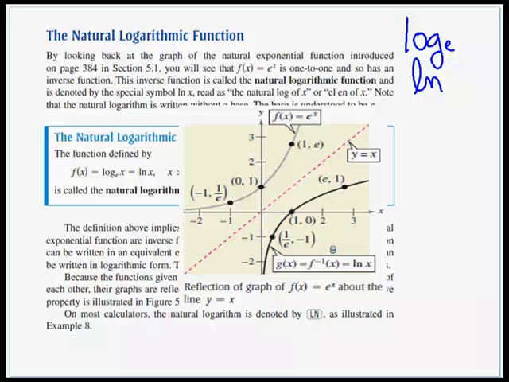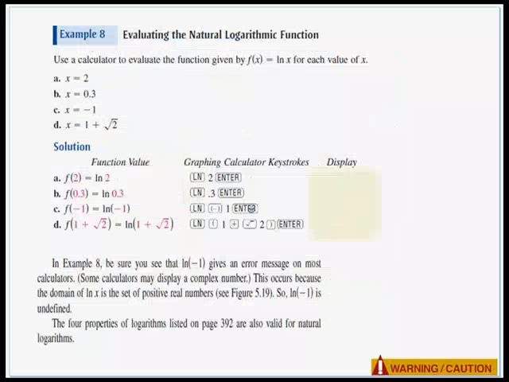On most calculators, the natural logarithm is denoted by a button with just ln on it. So in example 8, we're going to do a little calculator work here. Use a calculator to evaluate the function given by f of x equals the ln of x for each value of x. So we're going to plug in 2 and take the natural log of that, and 0.3 and take the natural log of that. And then we have the quantity 1 plus the root of 2, and we'll take the natural log of that.